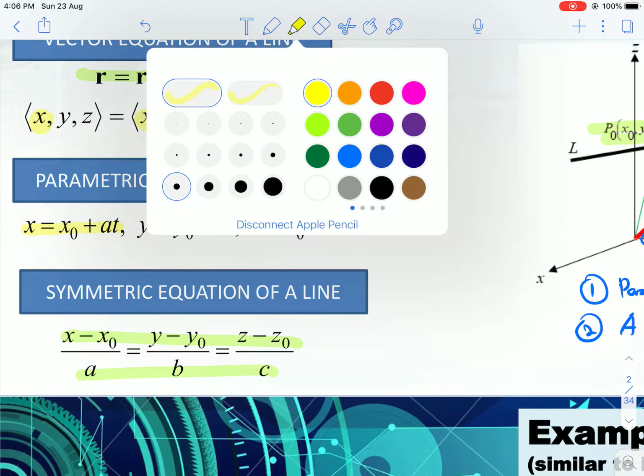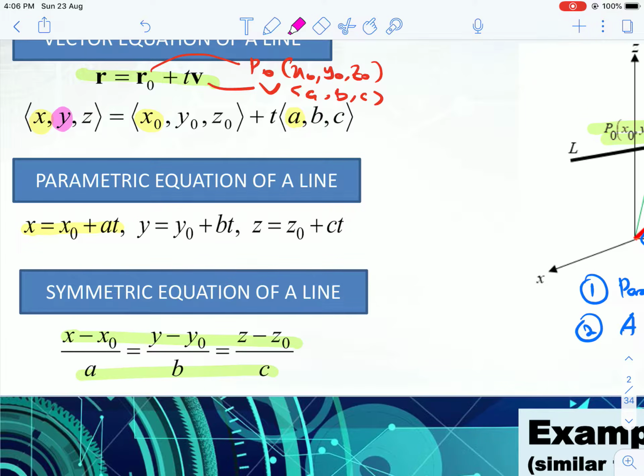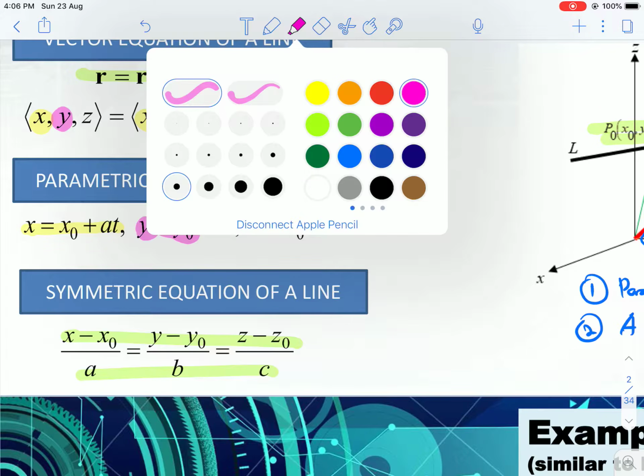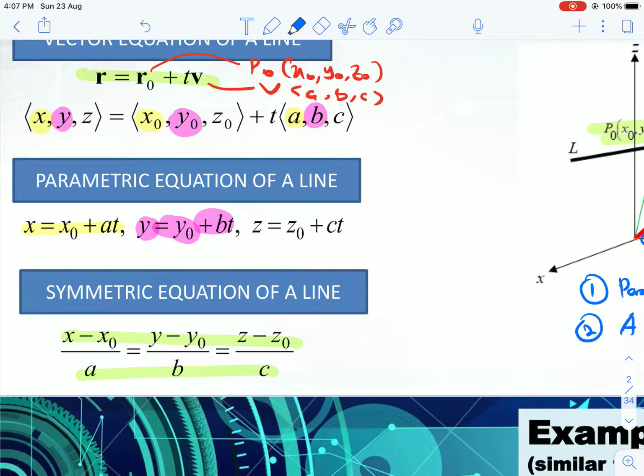And then second, we have y here, y naught here, and b here. So y equals y naught plus bt. And then, let's say in blue color, we have z equals z naught plus t times c. So for the k component, we have the equation z equals z naught plus ct.